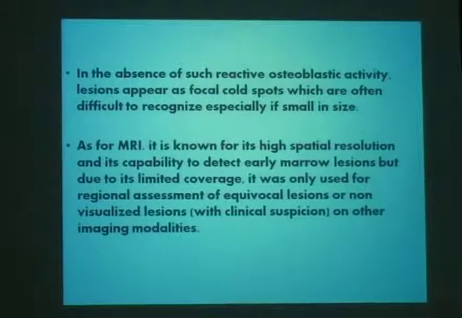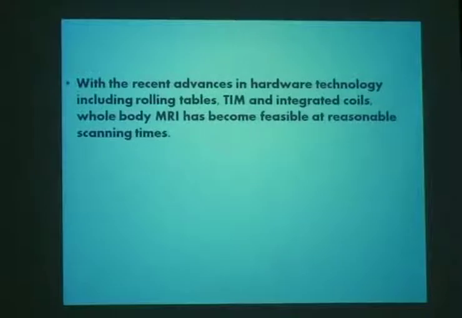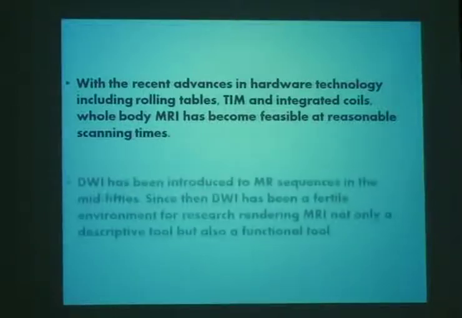As for MRI, it is known for its high spatial resolution and its capability to detect early marrow lesions, but due to its limited coverage, it was only used for regional assessment of equivocal lesions and non-visualized lesions on other imaging modalities. From here came the importance of performing a whole-body MR survey. With the recent advances in hardware technology, including rolling tables, integrated TIM, which helps in a type of parallel imaging, and integrated coils, whole-body MRI has become feasible at reasonable scanning times.